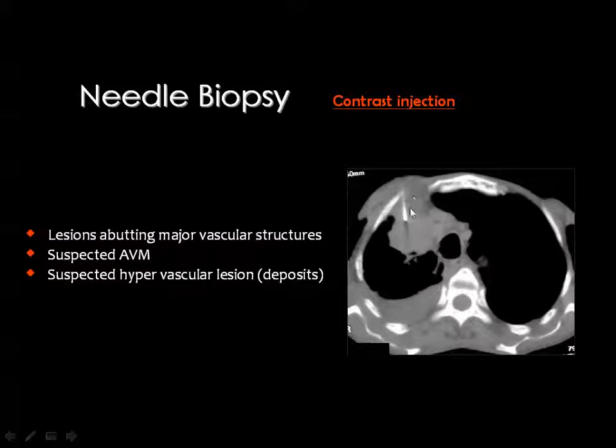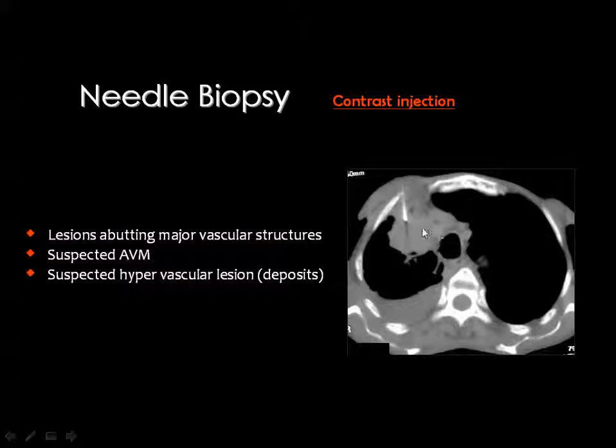There is no lung tissue across the needle track, and this is a good approach rather than the posterior one or the lateral one, where you should pass through the pulmonary parenchyma to reach the lesion. Then, lesions abutting major vascular structures, like in this case, here in the region of the brachiocephalic trunk and the brachiocephalic artery as well.